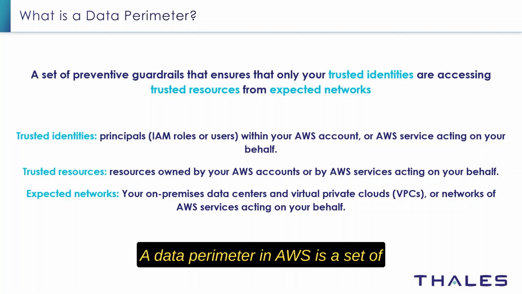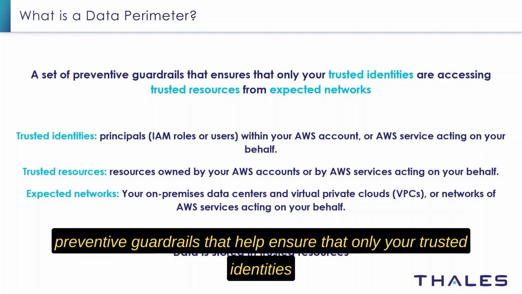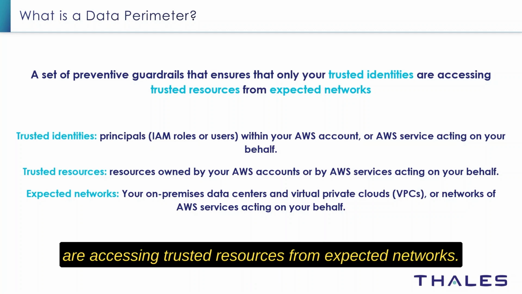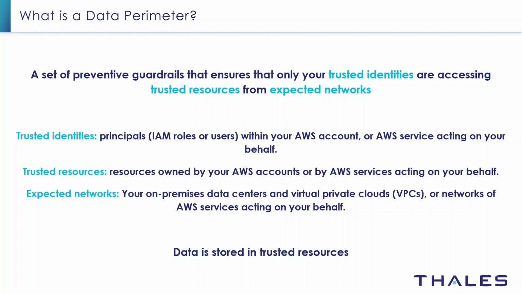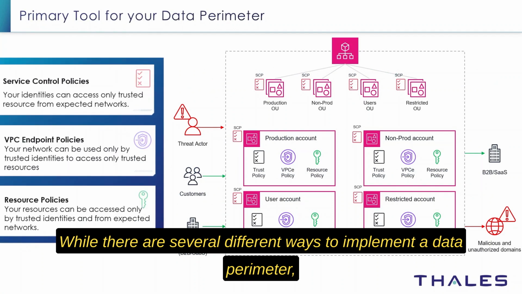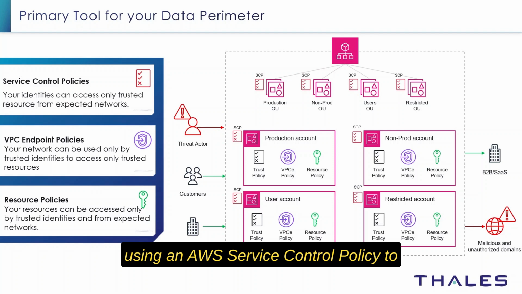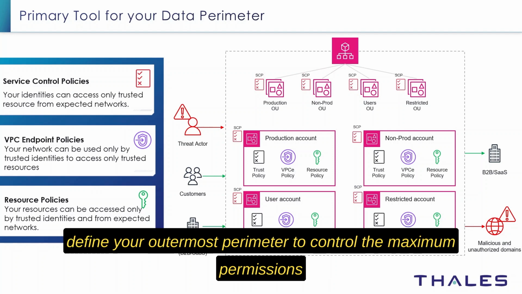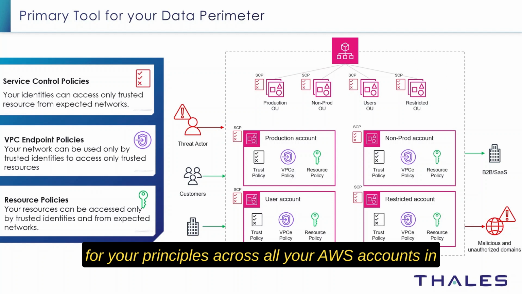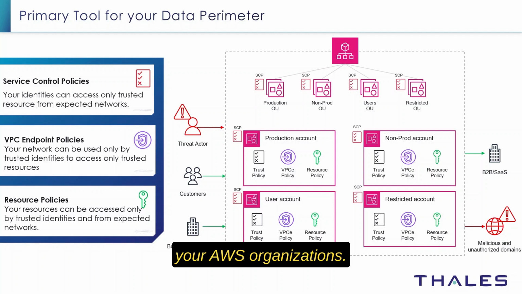A data perimeter in AWS is a set of preventive guardrails that help ensure that only your trusted identities are accessing trusted resources from expected networks. While there are several different ways to implement a data perimeter, your three primary tools are going to be, one, using an AWS service control policy to define your outermost perimeter to control the maximum permissions for your principals across all your AWS accounts in your AWS organization.